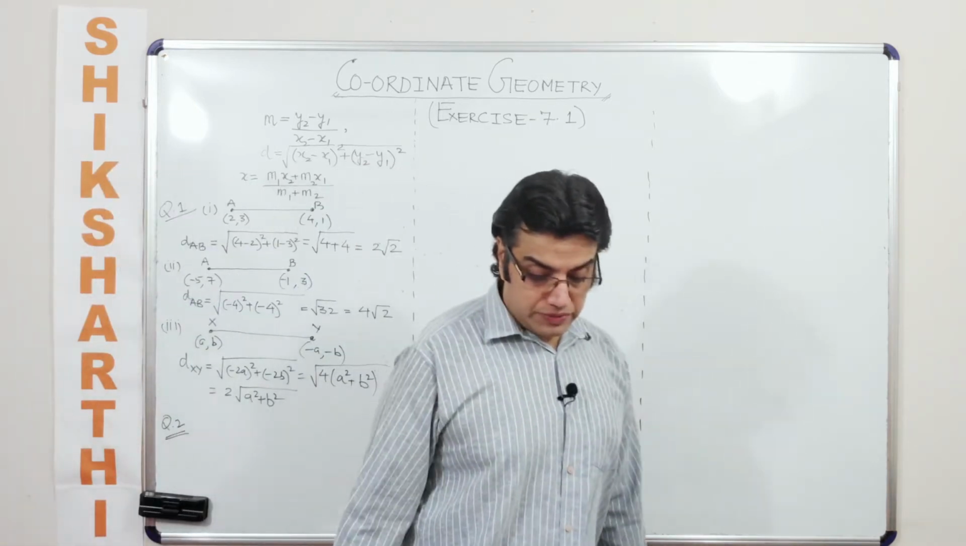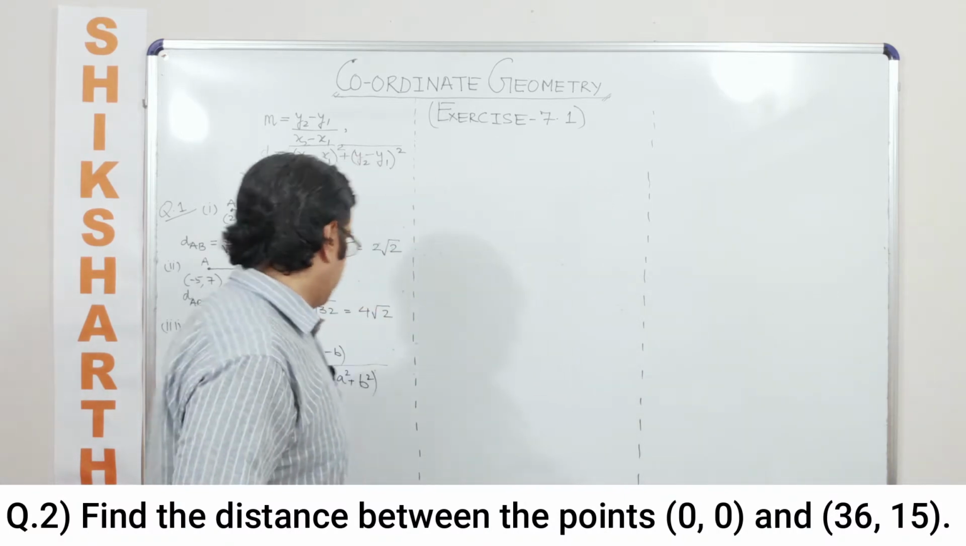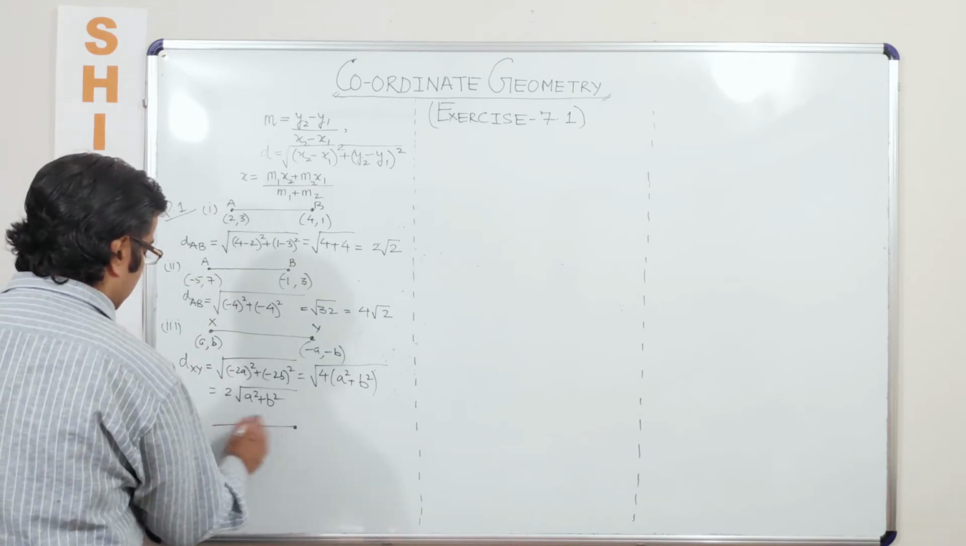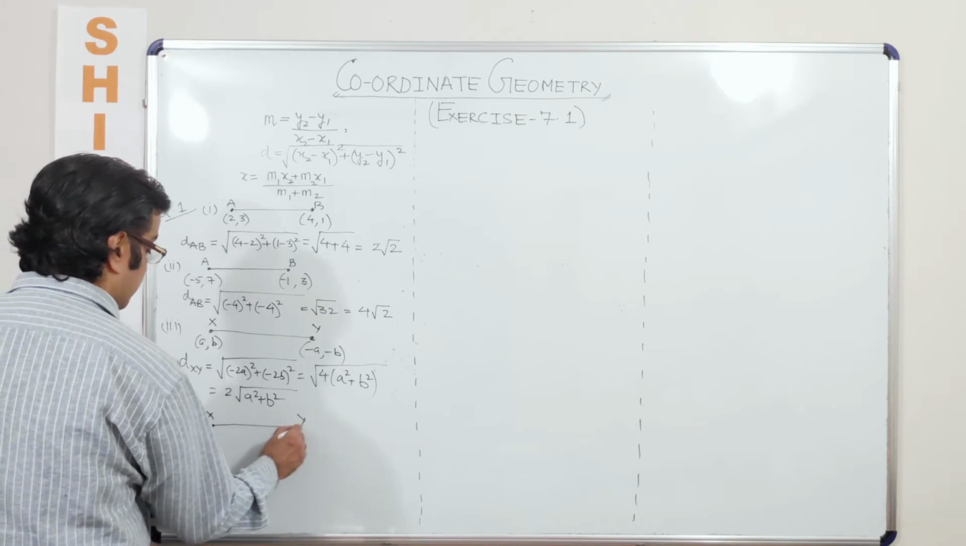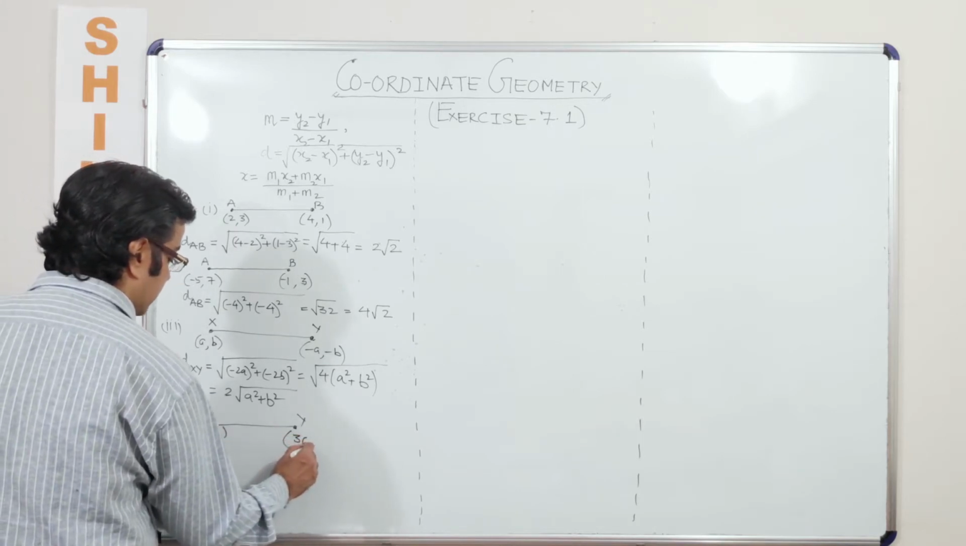Okay, moving on to question number 2. Question number 2 says find the distance between points 0, 0 and 36, 15. So you'll be applying the same formula. Let us say the 2 points here are X, Y. This is 0, 0 and this is 36, 15.